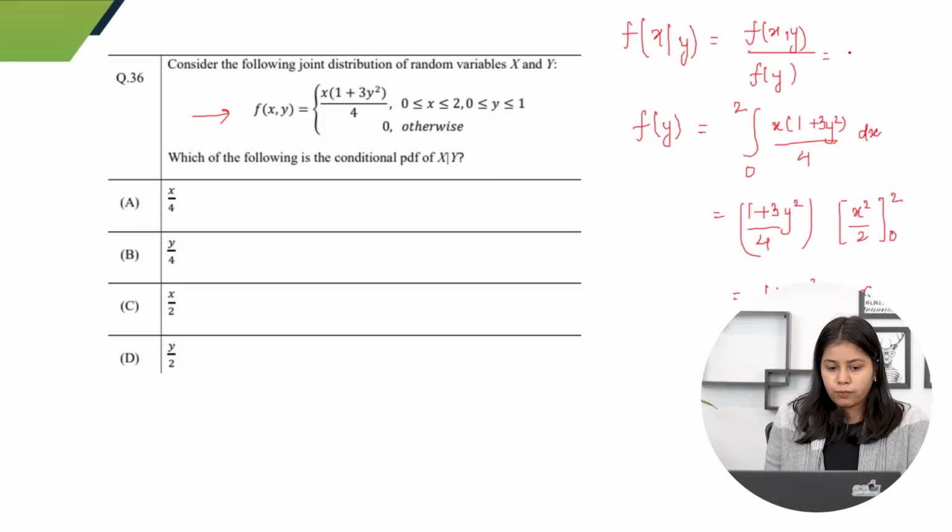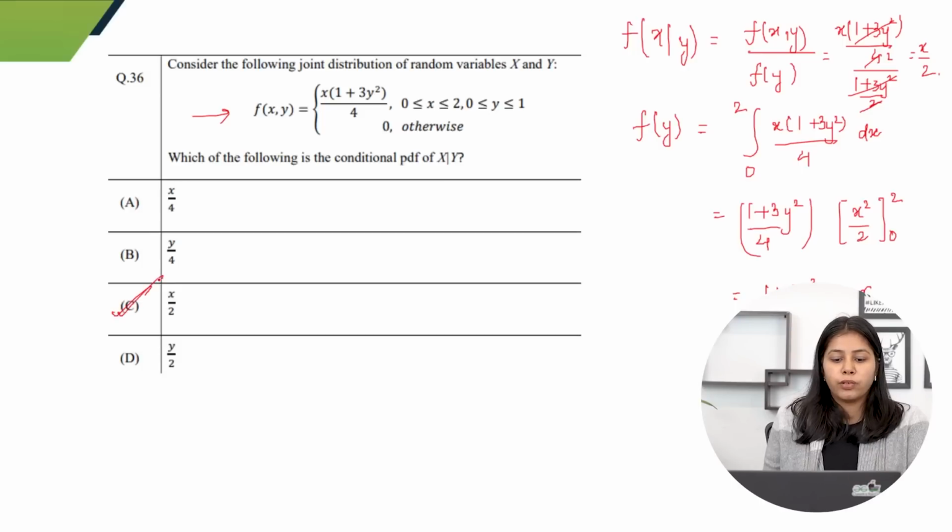1 plus 3y square by 2. So if I put f of x,y, it will become x into (1 plus 3y square) by 4 upon f of y. F of y is (1 plus 3y square) by 2. And if I cancel out this value, 2 into 2, that would give me x by 2. Right? So option C is correct here.